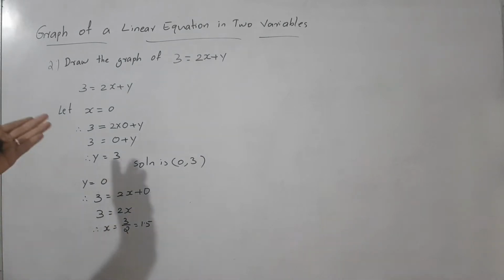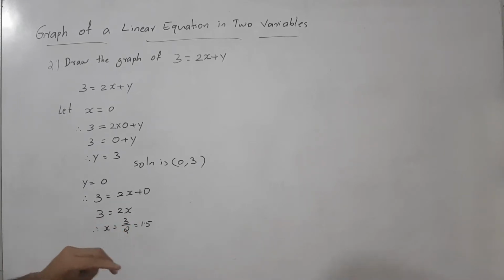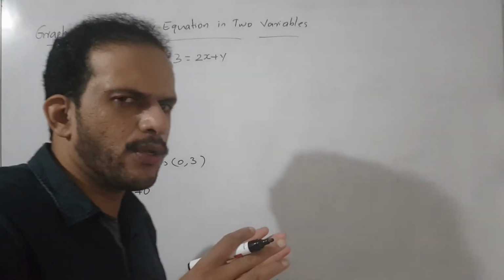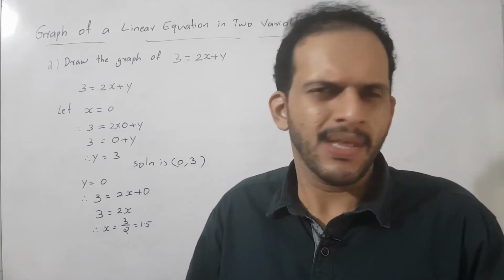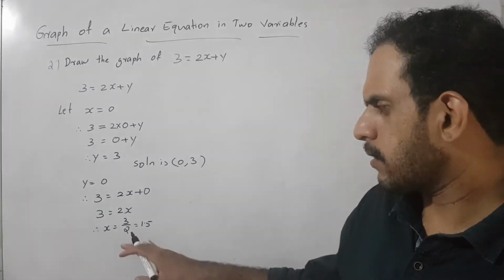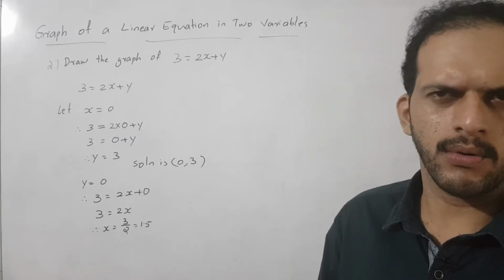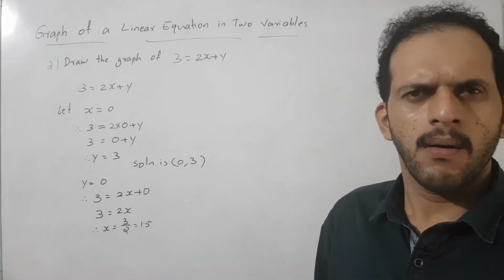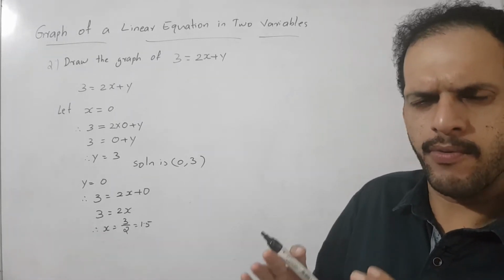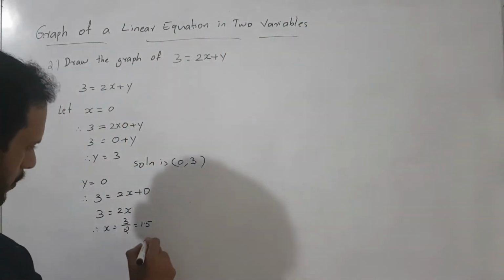Or otherwise you find one more solution. I told you, if you get a fraction like 1.5 and you feel it is difficult to plot the points on the graph, what is the next step? You just find one more solution. Here we don't find it difficult to mark 1.5 on graph paper, but we are finding one more anyway. Okay, then what is the solution here?